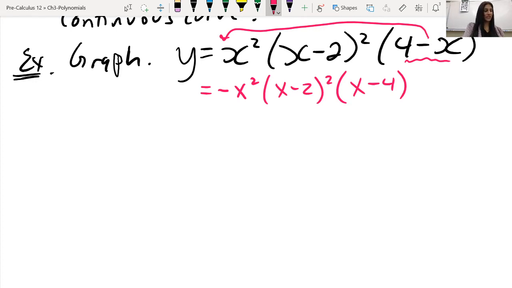So I would also want to set this equal to 0. And what this means is that my roots would be at, and notice how this is an x squared, so it has a multiplicity of 2. I don't really need to write the 2 zeros.